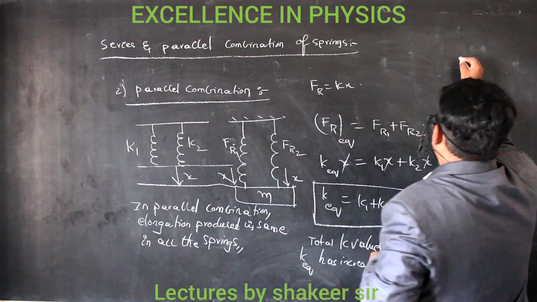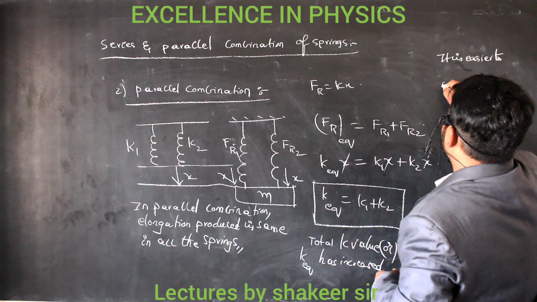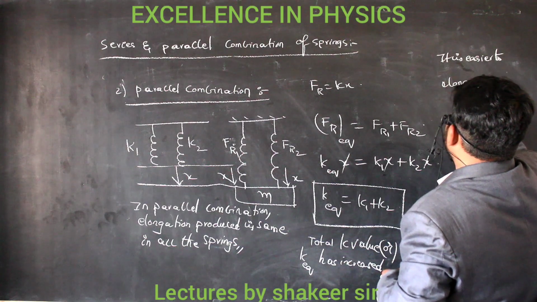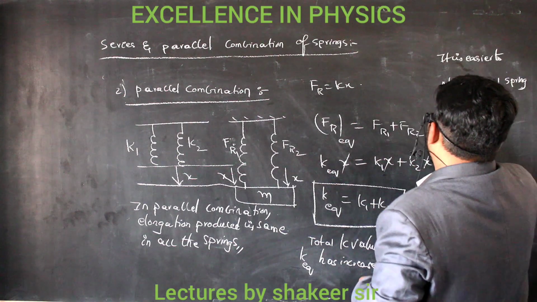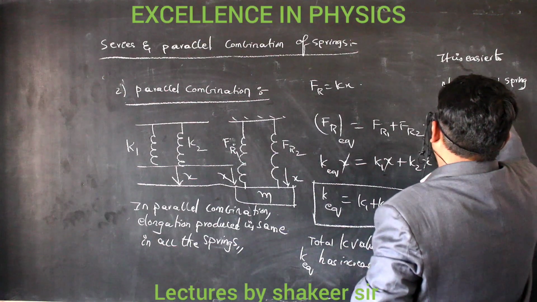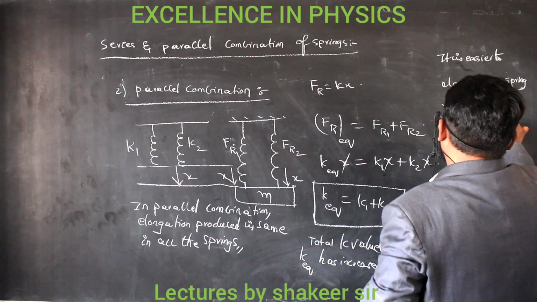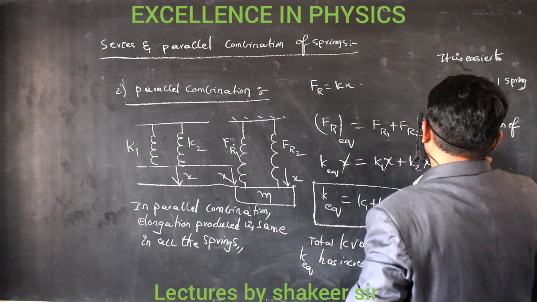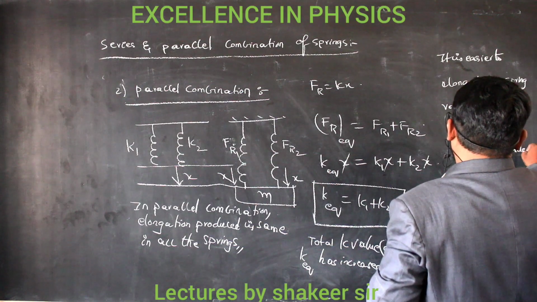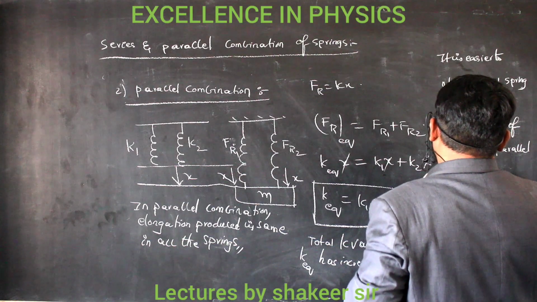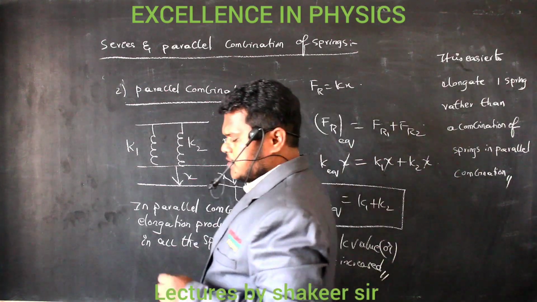So definitely, what can I write here? I can write, it is easier to elongate or compress one spring rather than a combination of springs in parallel connection or parallel combination. Clear? So these are the two important points which we have to remember about series combination and parallel combination.